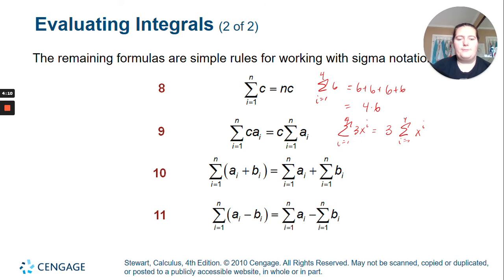That's what this rule says. The next one is that you can break up summations. So if I have a sum inside of a summation, you can break it up into 2. So if I had something like the summation from i equals 1 to 5 of, let's say, i plus i squared, I could break this up to be the summation from 1 to 5 of i plus the summation from 1 to 5 of i squared. And the same thing holds for subtraction.